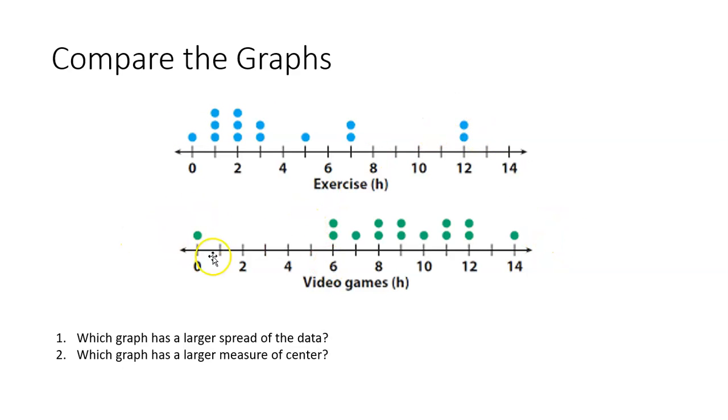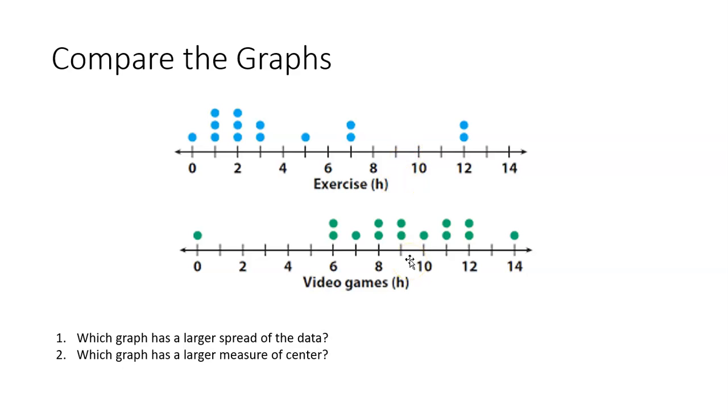But this is an outlier. So when you're talking about spread of the data, one thing you want to be aware of is you don't necessarily include the outliers. So this data is really compact and this one's a lot more spread out across the board. So I would say that there is a larger spread on exercise than there is on video games.